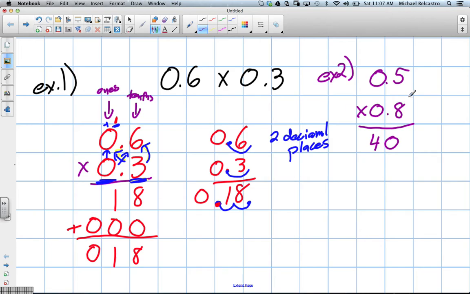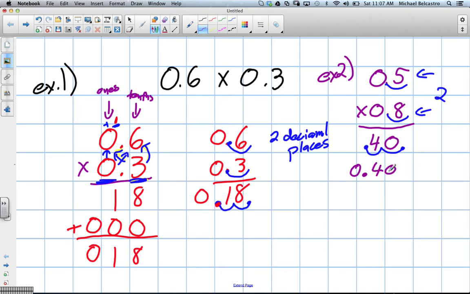Now what I'm going to do is count decimal places. So how many decimal places are in the value on top here? Just 1. And how many in the second one? 1 again. So a total of how many? 2. So we're going to start on the very right, and we're going to count 2 decimal places over. 1, 2. So what would my real final answer be here? 0.40. That's it. That's the answer there.